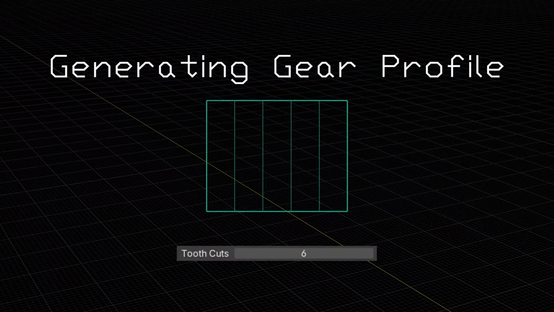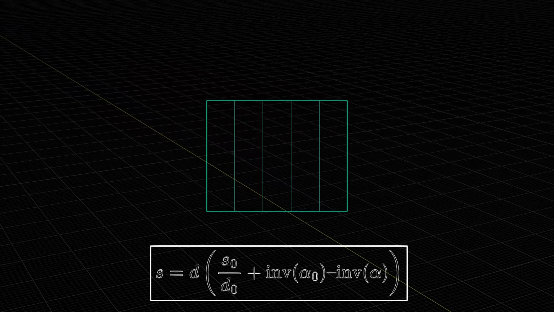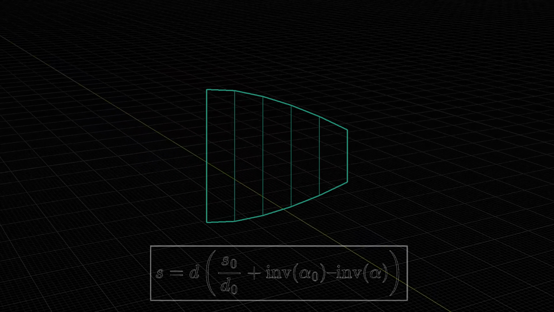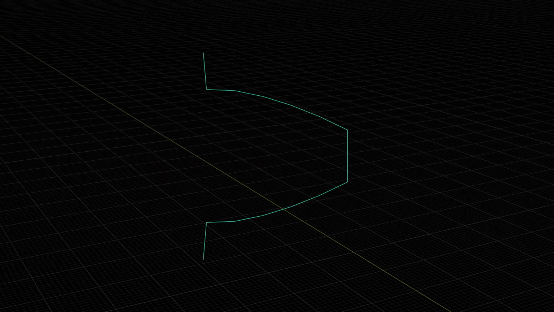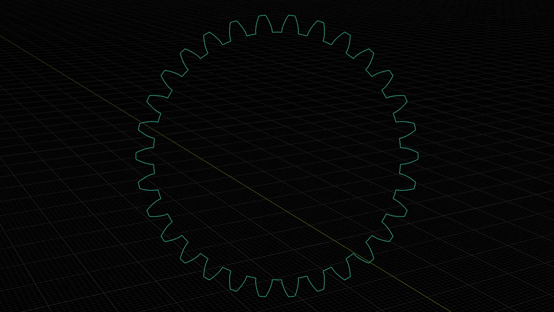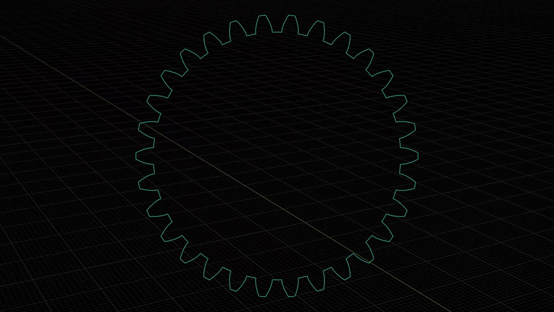Mesh generation starts from a plane where X resolution is the tooth cuts. Then I use this formula, which represents tooth width at a certain radius. After scaling each cut, I extrude the bottom vertices and rotate them along the center of the gear. Now there is a spur gear tooth profile. Then I multiply it over a circle. And that's it. The spur gear profile is done.